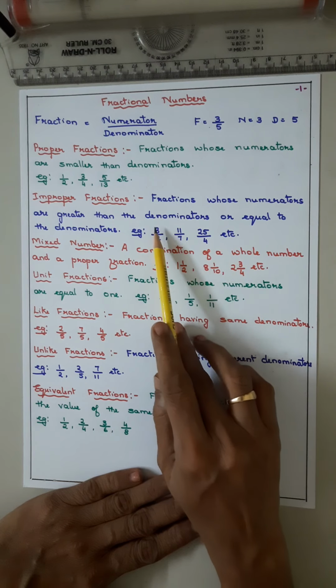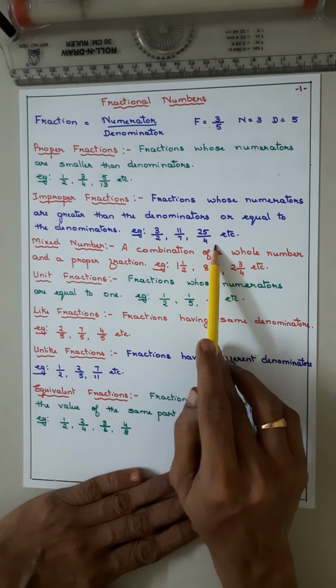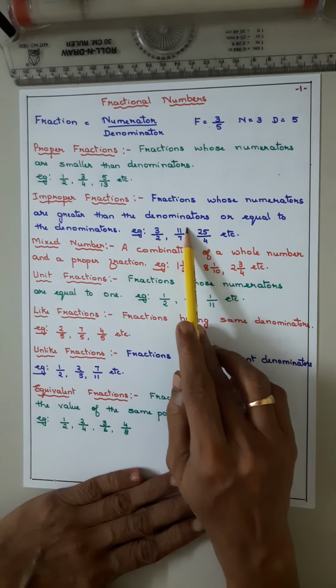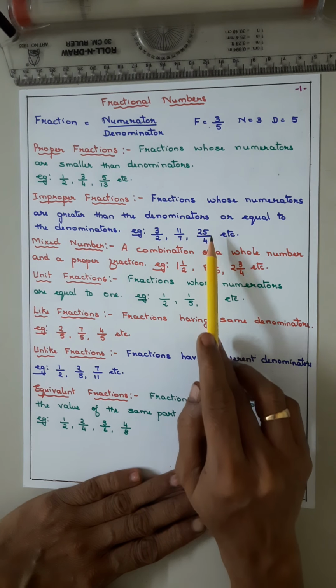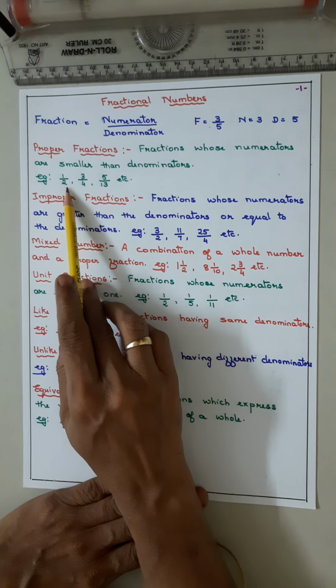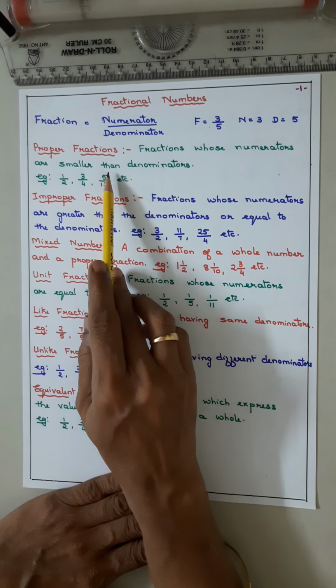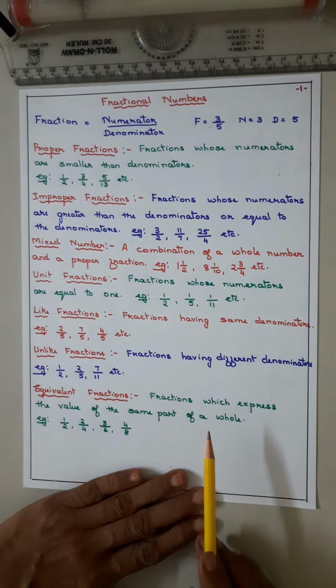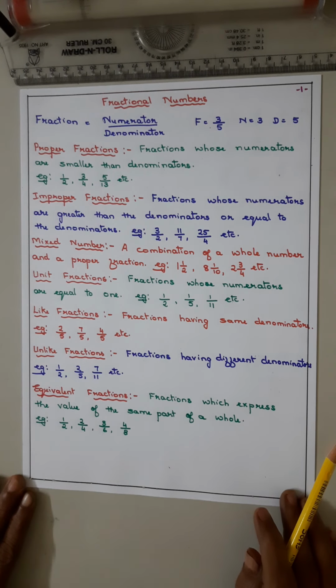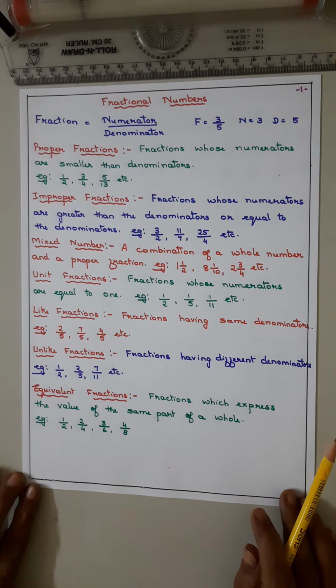In all these, the numerator is greater and the denominator is smaller, isn't it? 3 is greater than 2, 11 is greater than 7, 25 is greater than 4. Here 1 is lesser than 2, 3 is lesser than 4, 5 is lesser than 13. So proper means the numerator is smaller, and in improper the numerator is bigger.